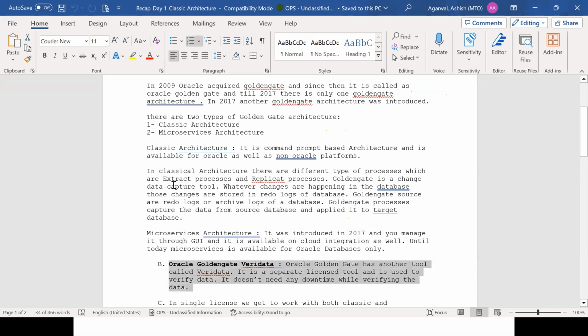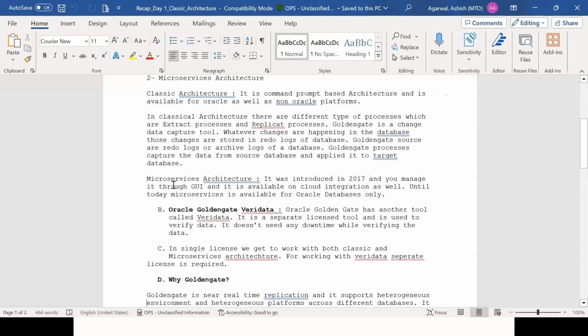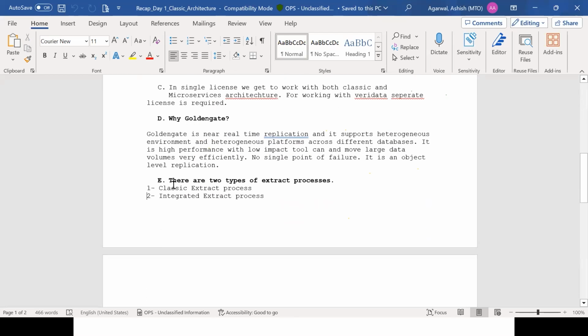Then there is another product in the Golden Gate family called Veridata. Now, guys, remember, whenever you go for any interview or job support related to Golden Gate, any question will come from these three things: classic architecture and or microservices and or Veridata. None of the questions will go out of these three things. So why Golden Gate? Golden Gate is near real-time replication and it supports heterogeneous environments and heterogeneous platforms.